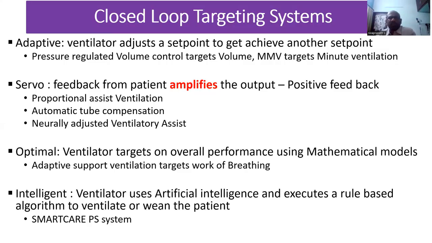In intelligent modes, the ventilator uses artificial intelligence and executes a rule-based algorithm to ventilate or wean the patient. In the end, I'll tell you one new name, which is interesting. The only intelligent system known is the SmartCare pressure support system. Once you start to wean, you put the patient on SmartCare. It will use artificial intelligence to wean the patient off ventilation. It will tell you when to extubate also. There is another thing called IntelliVent, which is an extension of adaptive support ventilation. That also will help you to wean very nicely. But the exact intelligent mode is the SmartCare PS system.